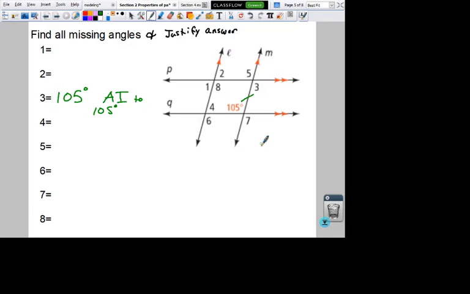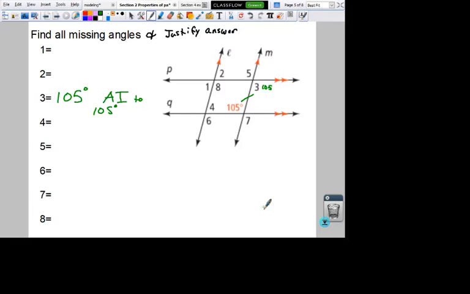Alright, so let's keep going through. And I'm actually going to write 105 right here. Alright, let's look at angle 8 now. What kind of angles are angle 8 and angle 3? Are they alternate interior, alternate exterior, same side interior? Corresponding. They are corresponding angles, right?